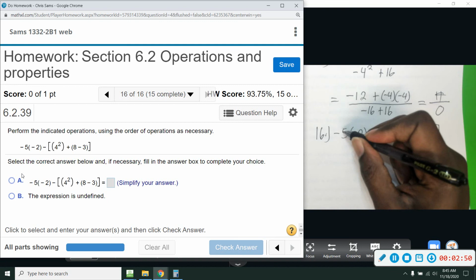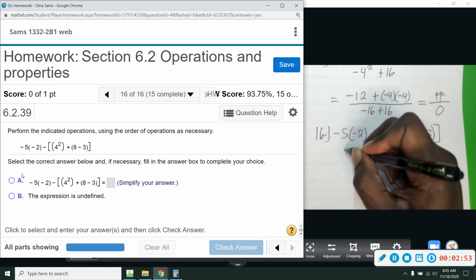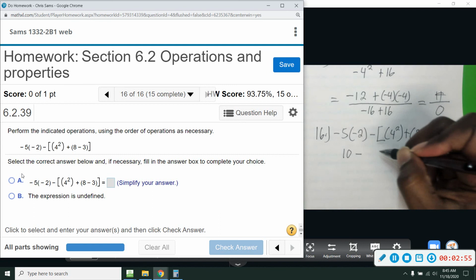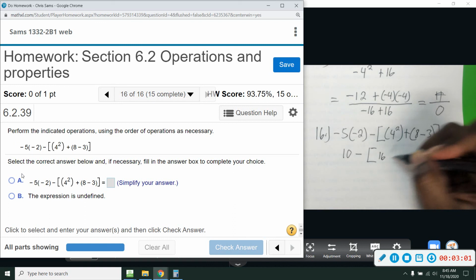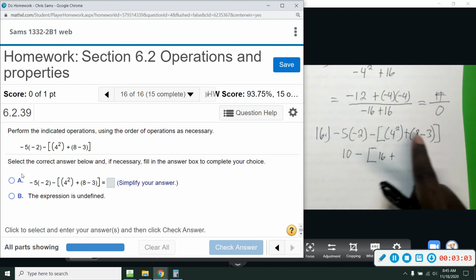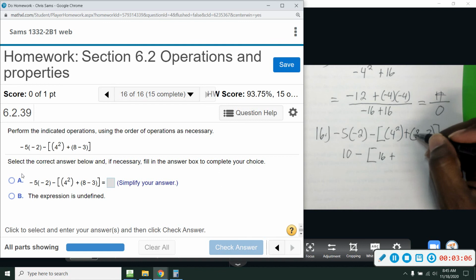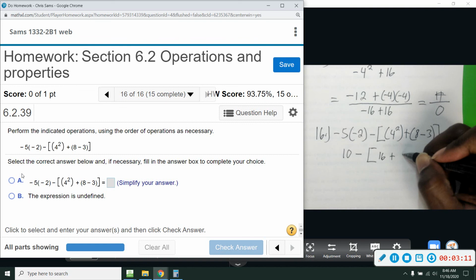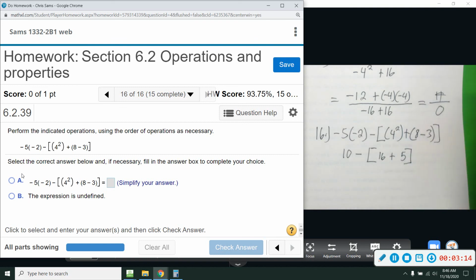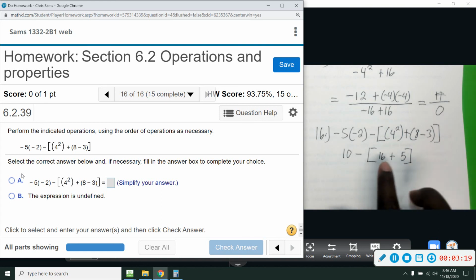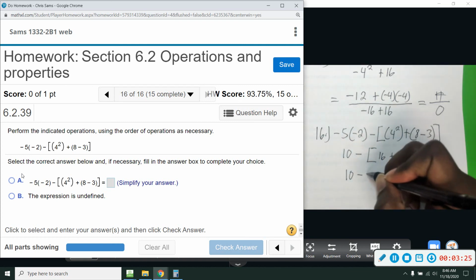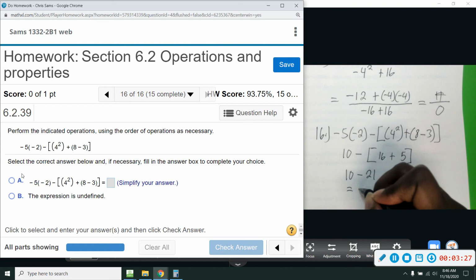So negative 5 and negative 2 gives me a positive 10 minus, and then in my bracket, 4 squared is 16 because all of these are separated with a plus or minus sign, so they're going to be done individually anyway. And then this grouping symbol, 8 minus 3, is 5. Okay, so I've done my grouping symbols and my exponents, so now I continue with grouping symbols. 6 plus 5 gives us 21. So then we have 10 minus 21, and that gives us negative 11.